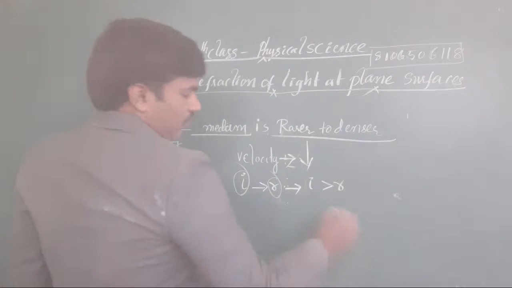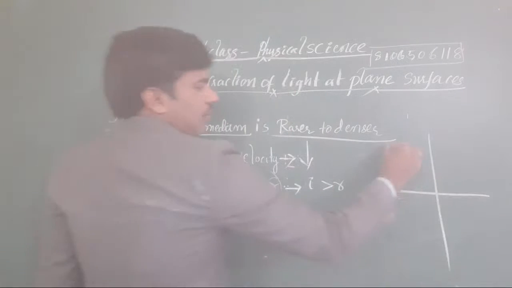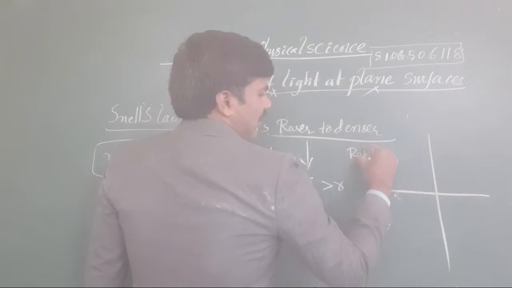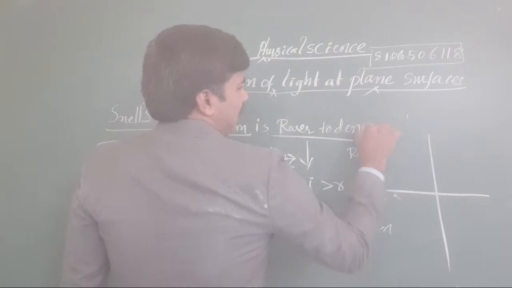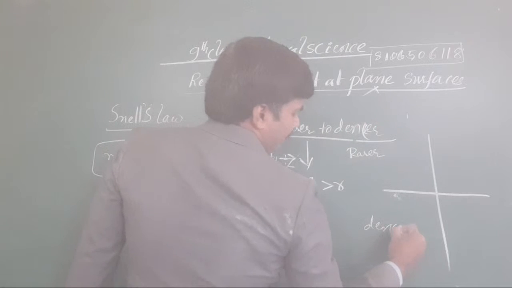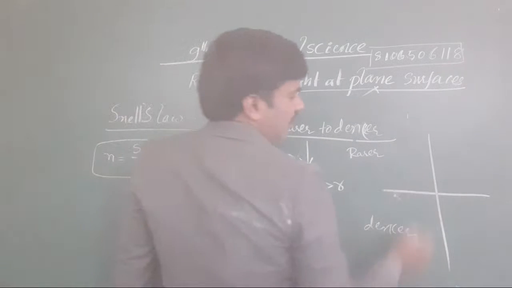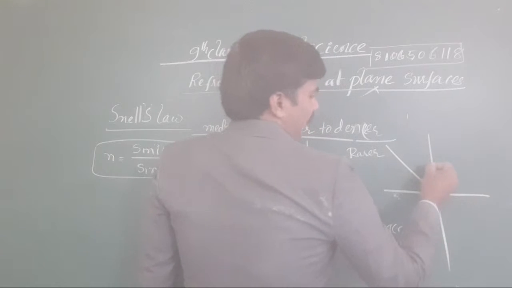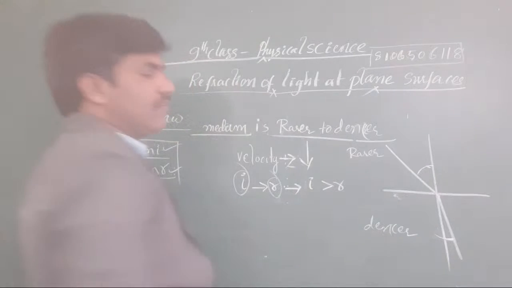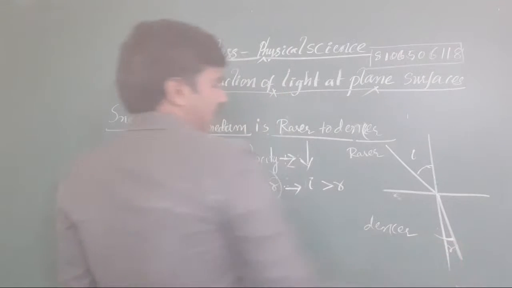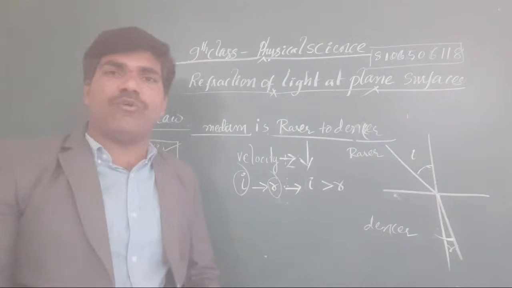Why? Because the refracted ray goes into a denser medium. Clear or not, all the students? When the light ray comes like this, afterwards it bends towards the normal. This is the incident angle. This is the refracted angle. This information came from our experiment. I hope you got it.